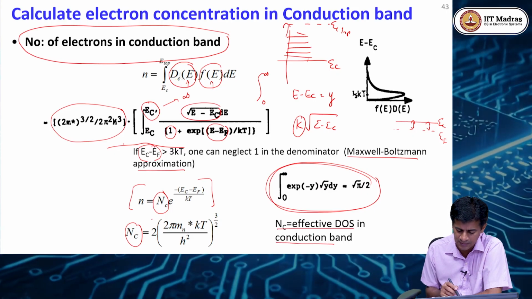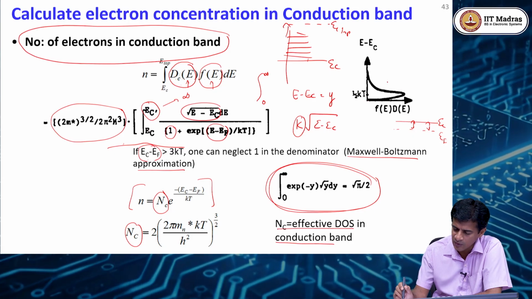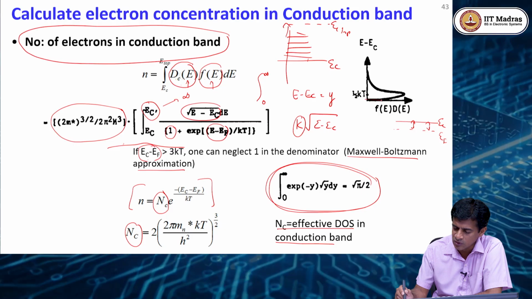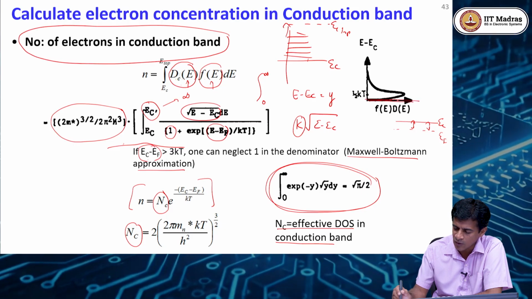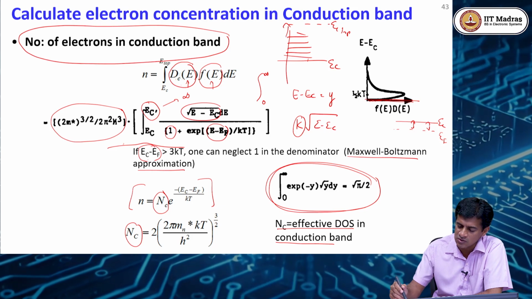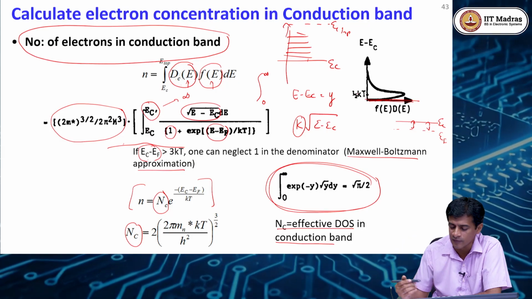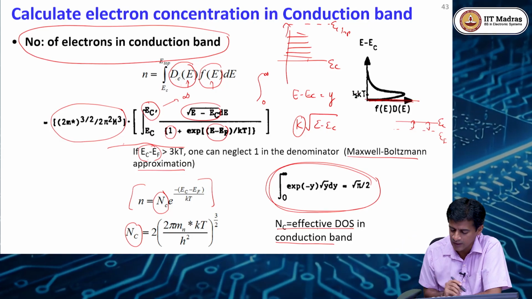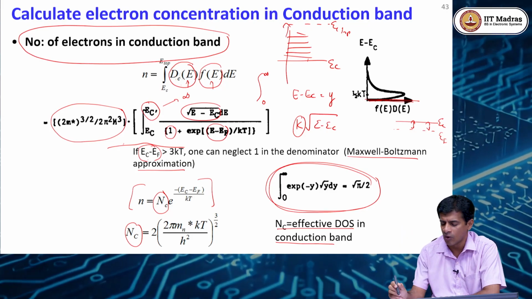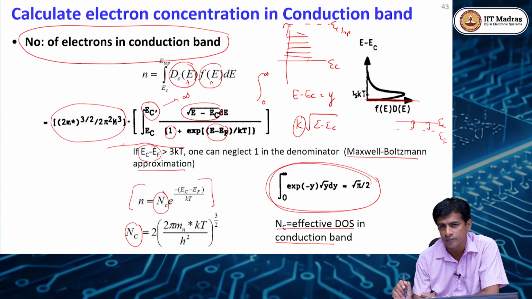What this expression does is, there are a lot of states in the conduction band, and we collapse all the states and put them close to the bottom of the conduction band. We call this the effective density of states. It's as if there are so many seating positions available close to the bottom of the conduction band. That is why it's called the effective density of states in the conduction band. And all the electrons are sitting very close to the bottom of the conduction band.